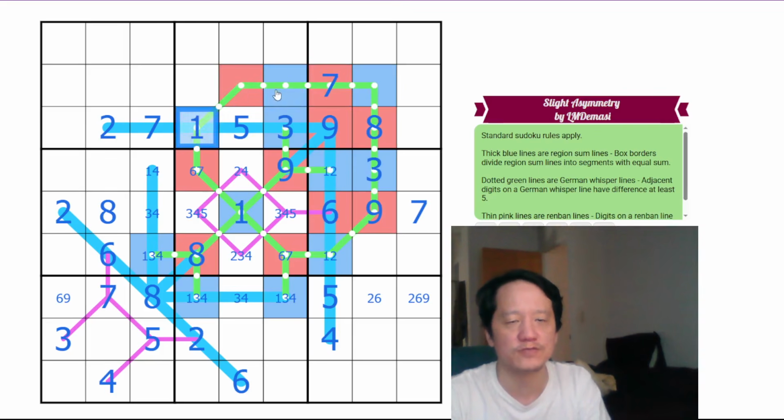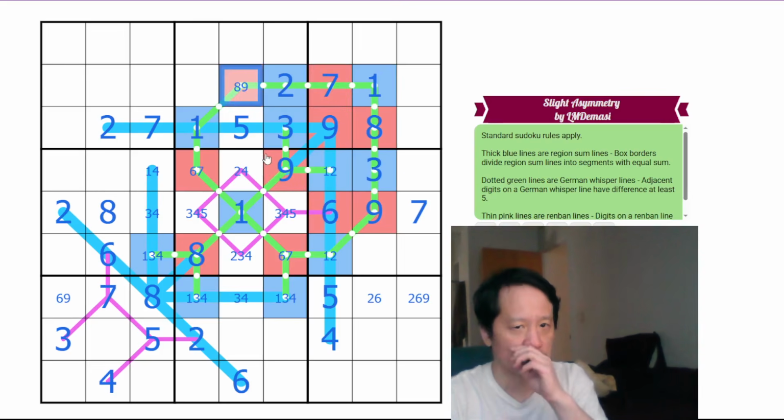This can't be 1 because of 1 in the box. So that's 2, this is 1. 2 and 1 are both next to this digit here on the Whisper 5 line, but it can't be 7, so this is 8 or 9.